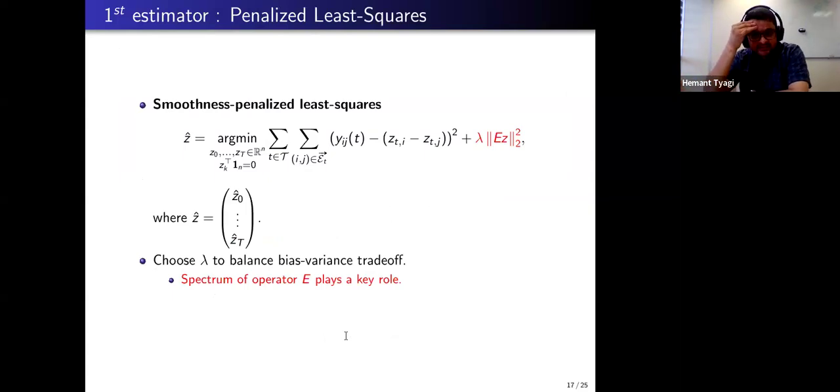So we have two estimators here. The first one was the natural penalized least squares estimator. You have the data fidelity term plus this regularizing parameter lambda times this smoothness penalty, because we know the original signal is smooth with respect to the operator E. So we add this as a penalty, and the goal is to estimate Z hat. The choice of lambda here is important, obviously, because you want to choose lambda to be not too large or too small. It should achieve the bias-variance trade-off as usual. To do that, the spectrum of the operator E plays a key role. That's the key point in the analysis.